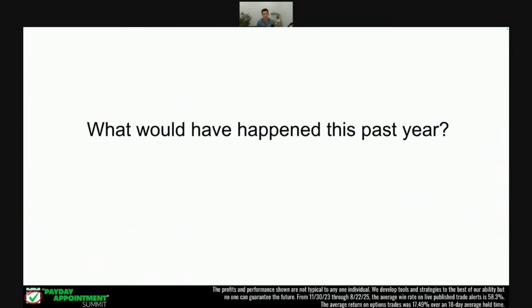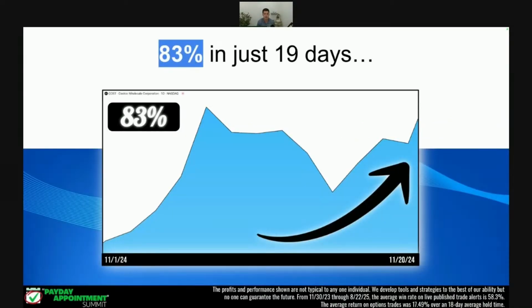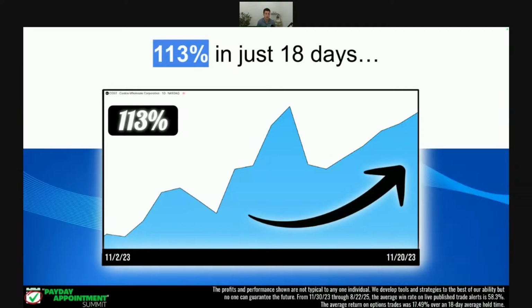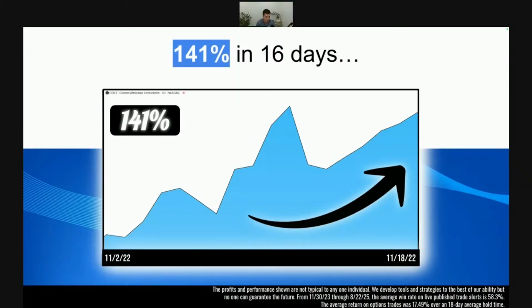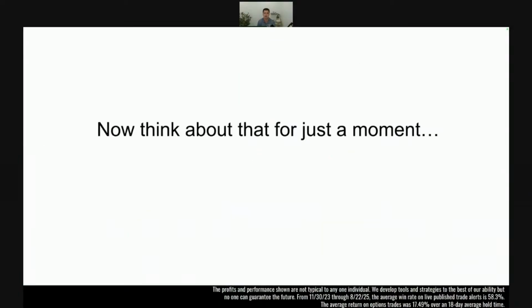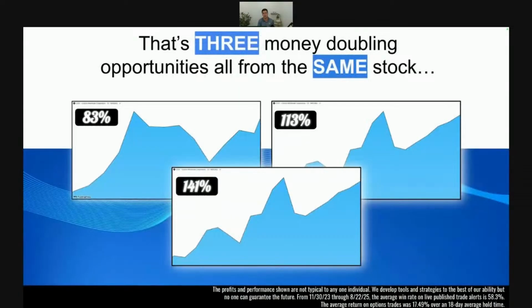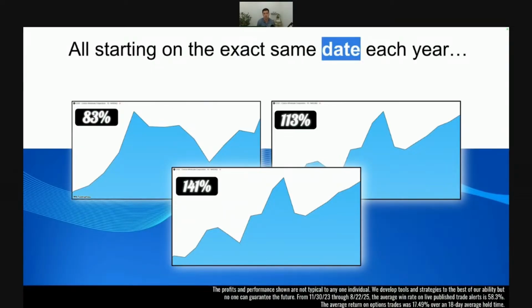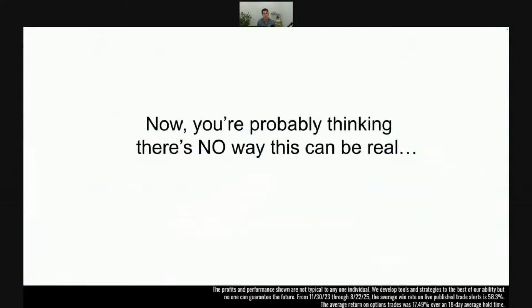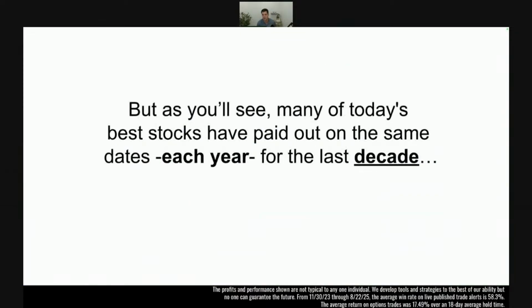Well, what would have happened this past year? This past year on the options, 83% in 19 days. The year before, 113% on Costco. The year before that, 141% on Costco. Now, think about this for just a moment. That's 3 money-doubling opportunities, all from the same stock, and all starting on the same day each single year. Now, you're probably thinking there's no way that this can be real.